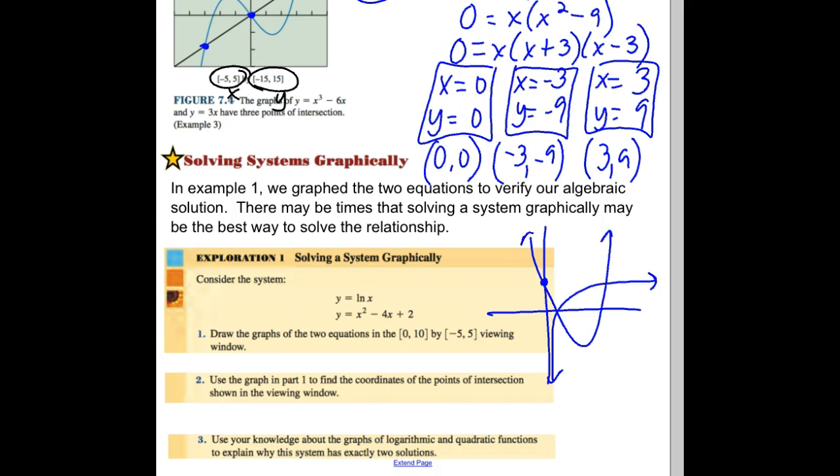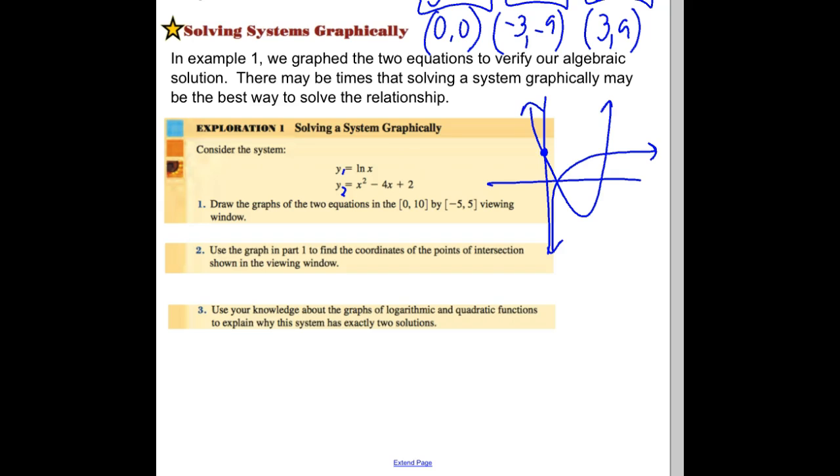We could find the vertex and stuff, but we're going to let our calculator come up with our solution because it's not a nice integer value. So grab your calculators, put this one in as y1 and this is y2, and do an intersection. You can split it up at your tables. There's 2 points that you should be finding, so each of you find a different one.